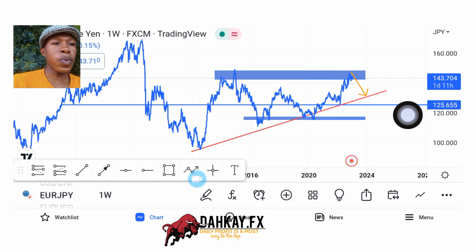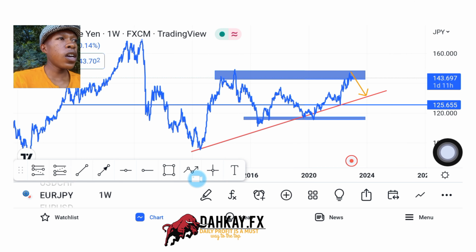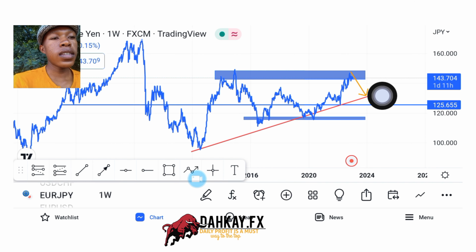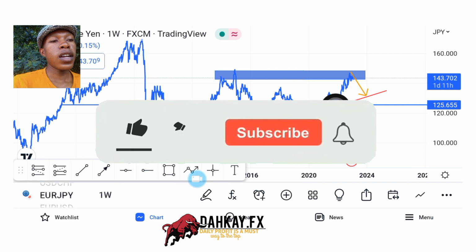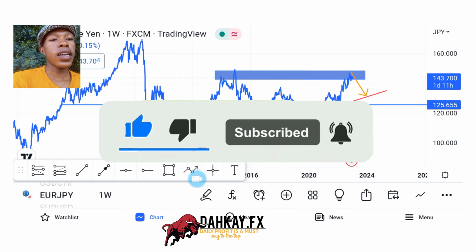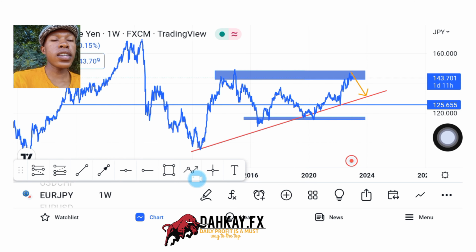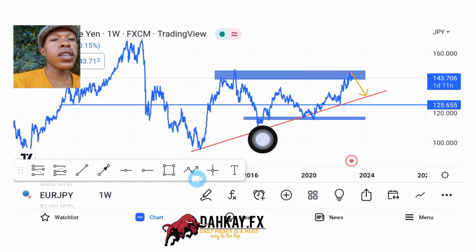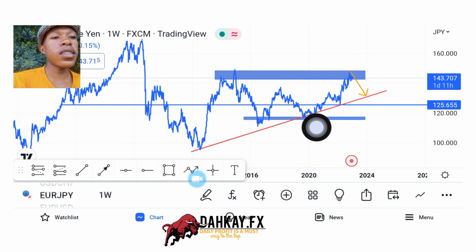So we'll expect this market to sell until it hits this trend line, because as you can see, guys, every time the market hits this trend line, it definitely goes up, and once again here it hit this trend line, and it definitely went up to this level and went down again. After hitting this trend line, it definitely went up. So in that case, we'll expect the market to go back down.